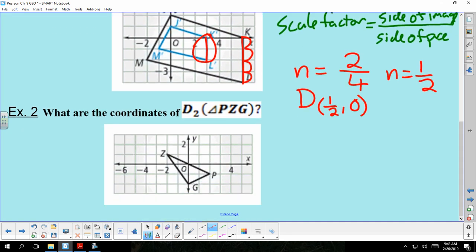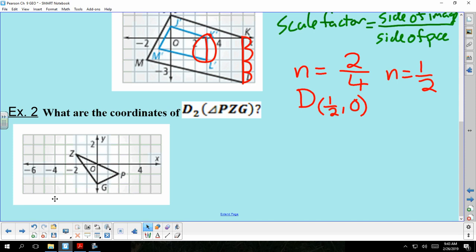So now I want to figure out the coordinates as I go ahead and blow this thing up, right? So I have a dilation of 2, and whenever we don't see a point for the center of our dilation, we can assume that the dilation center is the origin. So this is real easy to do. First thing I'm going to do, just like I did with rotations, is write down all of the coordinates of the points. So I want to figure out what P, Z, and G are.